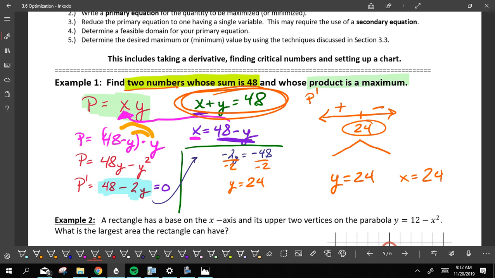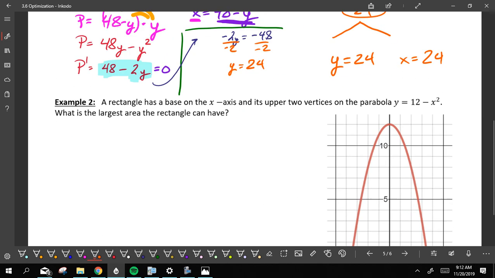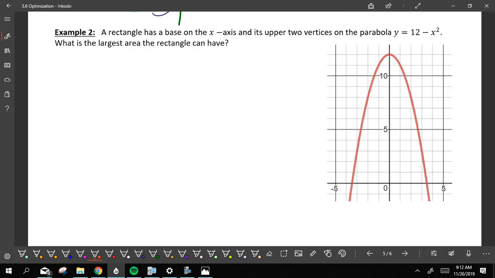Let's do it again. Number 2, a little bit tougher. It says a rectangle has a base on the x-axis, and its upper two vertices are on the parabola 12 minus x squared. What is the largest area the rectangle can have? So just a visual of that. Here's that graph, 12 minus x squared. You have a rectangle whose base is on the x-axis.